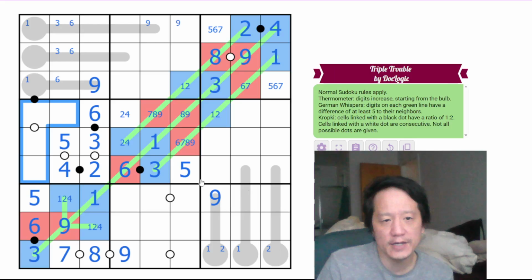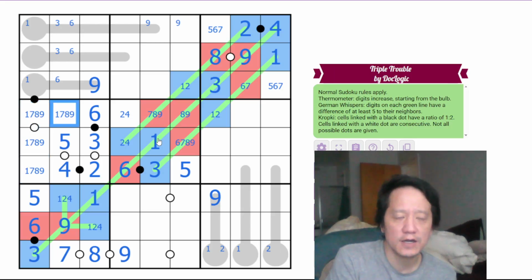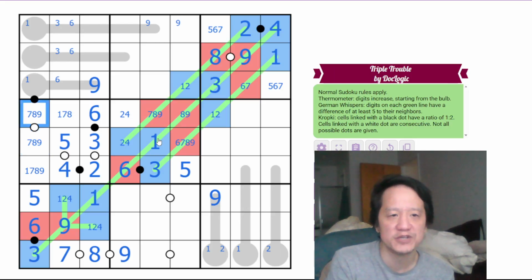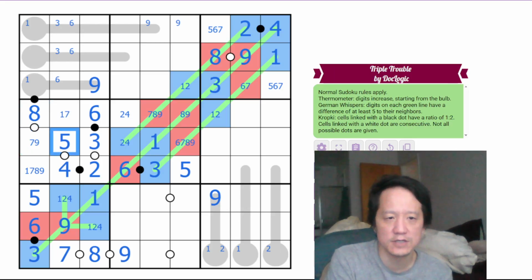We have the remaining digits in the left central box as 1, 7, 8, 9. 9 cannot be here. 1 can't be either of these because if 1 were either of them, it's not consecutive. It can only be consecutive with 2, and we already have a 2 in the box. Therefore, this is 8 with 7 or 9, but what digits can be next to a black Kropke dot? It can only be 8. So this is 8, because it can only be next to a black Kropke dot, and 7 and 9 cannot be. So this is 8, this can't be 8, this can't be 8.